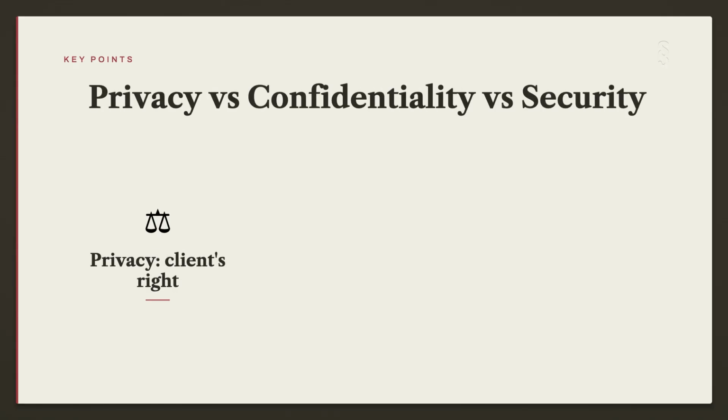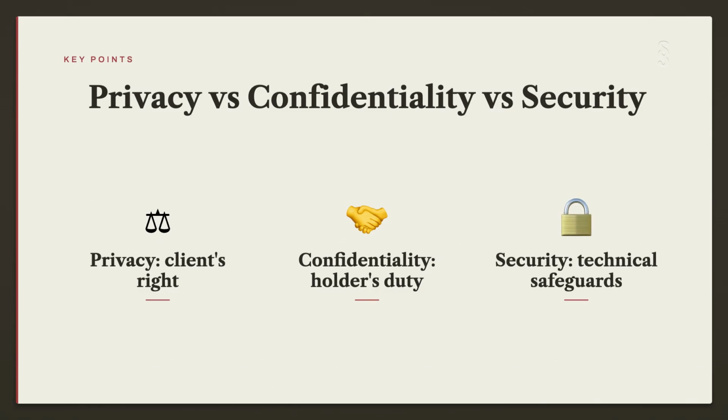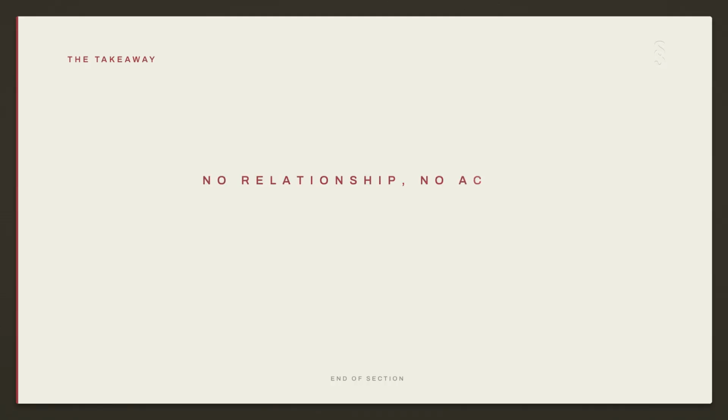Students often blur three related ideas. Privacy is the client's right to control their information. Confidentiality is the obligation of those who hold it to protect it. Security is the technical and physical safeguards like passwords, encryption, and automatic log-off that make protection possible. Unauthorized chart access violates all three at once.